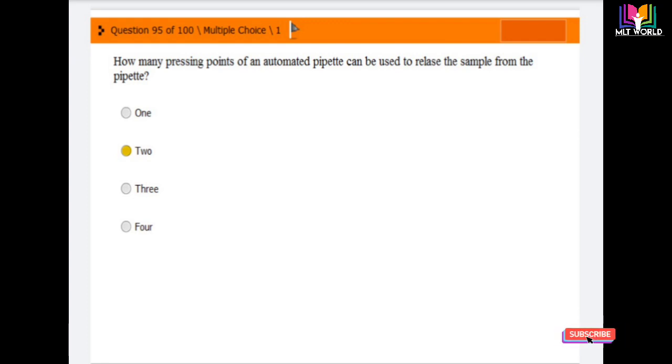Question number 95. How many pressing points of an automated pipette can be used to release the sample from the pipette? First option is 1, next option is 2, third option is 3, last option is 4. The correct answer is 2. Two pressing points of an automated pipette can be used to release the sample from the pipette.